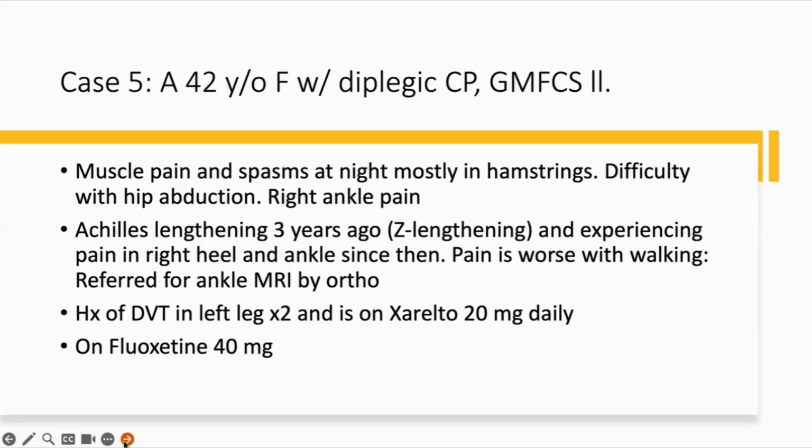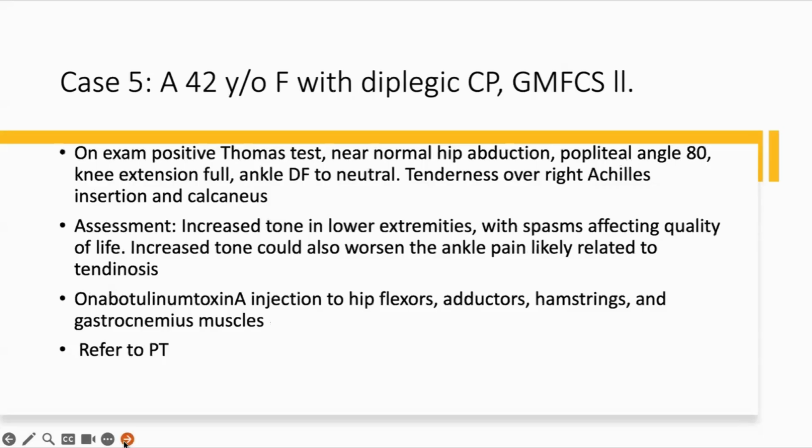She has history of DVT, and again, she's on fluoxetine 40 milligram. Next slide, please. So on exam, again, spasticity in hip flexors, hip abduction was normal. So again, something to keep in mind that for us, for passive range of motion, yes, I could achieve normal hip abduction, but for her actively, hip abduction was difficult. Again, spasticity in knee flexors and ankle dorsiflexion was only to neutral. And she has some tenderness over right Achilles insertion and calcaneus.